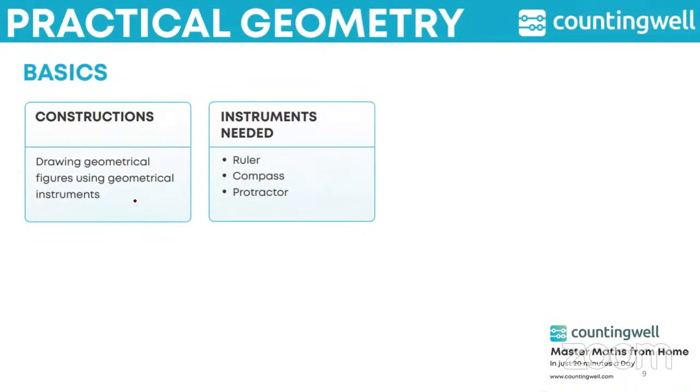Let us see some basics from the chapter Practical Geometry. So, constructions and instruments needed. For practical geometry, the important thing is how you construct geometrical figures using the instruments. The instruments should be proper. You can use a ruler, compass, and protractor.